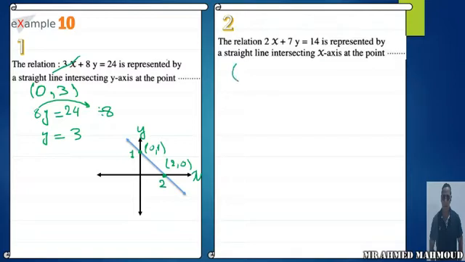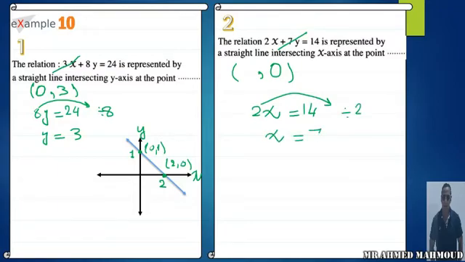First, to find the intersection with the x-axis, we put 0 in place of y. Then we will cross out y like this. 2x equals 14. I will send 2 there, divided by 2, then x equals 7. Then the point here will be 7 and 0.